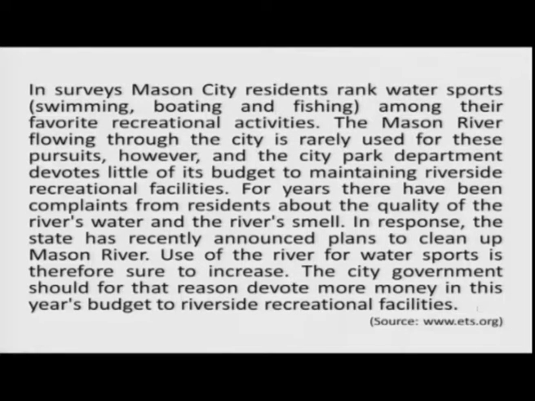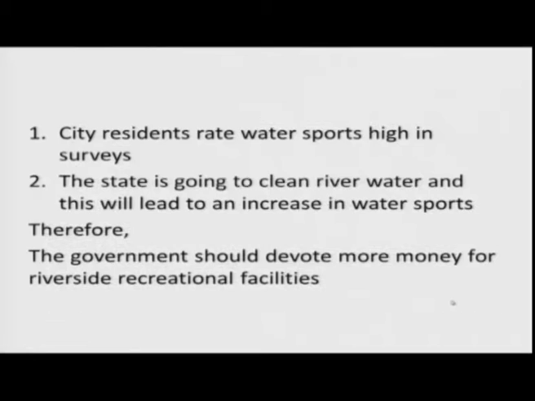So, are you now happy with this argument? Let us first identify the main argument. The main argument is that residents have complained about the quality of the river's water, and in response there is a plan to clean it. As a result, use of the river for water sports is going to increase. So, the government has to spend more money to create recreational facilities. So, this is the argument.